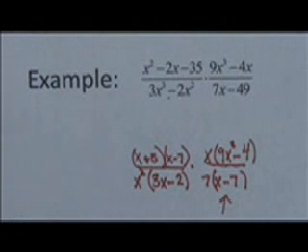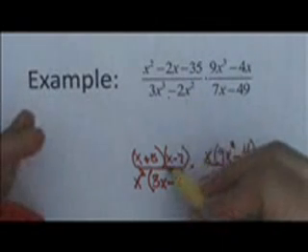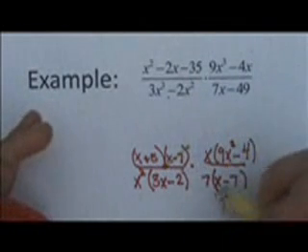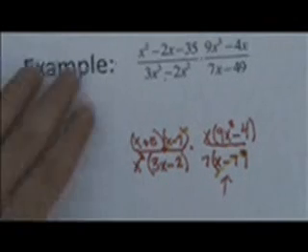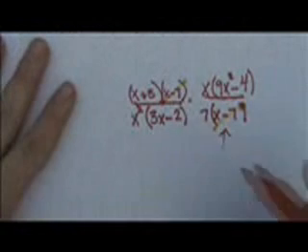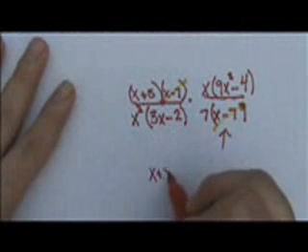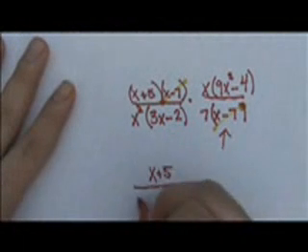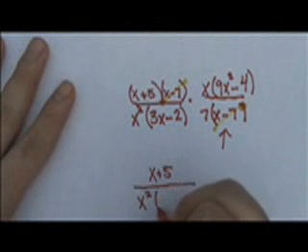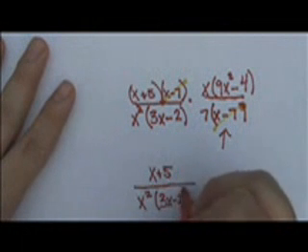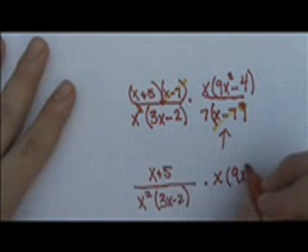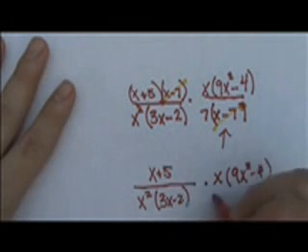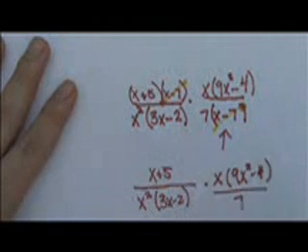Already I see something that will cancel. You can cancel as you go. You don't have to wait till the end. Here's an x minus 7. Here's an x minus 7. So they will cancel. Let's rewrite that. Our cancel factor is gone. We have x plus 5 over x squared, which is 3x minus 2, times x times 9x squared minus 4 over 7.